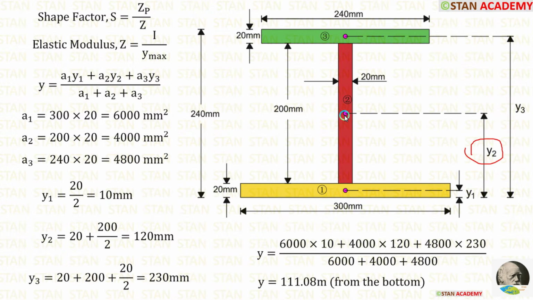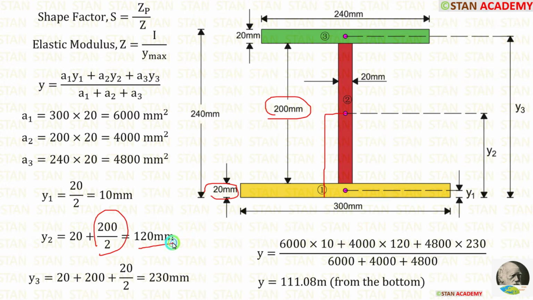y2 is the distance from the centroid of the web to the bottom fiber. The web is also a rectangle, so the centroid lies in the center. To get the center, we have to divide 200 by 2. So from here to here, 200 by 2. But we need the distance up to the bottom, so we have to add 20. When we add 20, we are getting 120 mm.